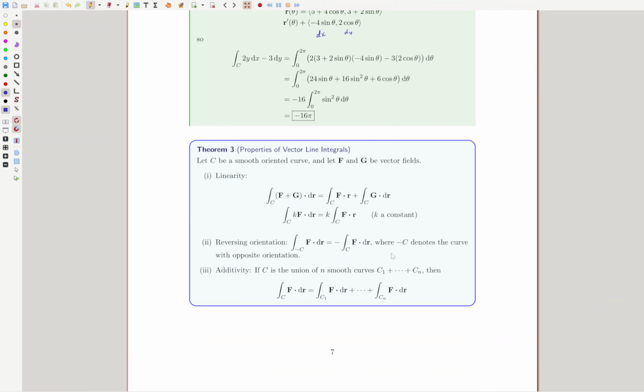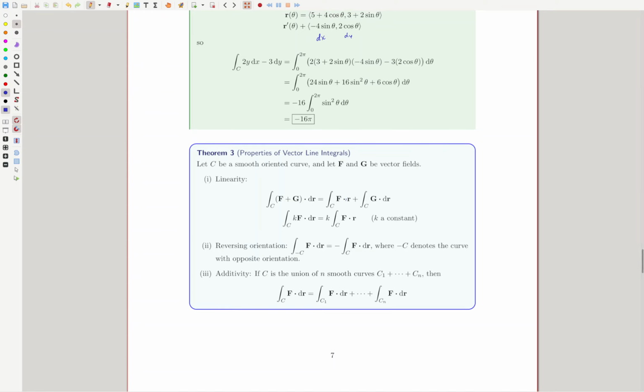These properties, they're useful to know about. They don't show up that much, but it's just kind of nice to know that these integrals have properties that you would more or less expect. So first of all, linearity, right? So the line integrals are linear. You can split it over addition, subtraction. You can pull scalars out of it. There should be a d there. That's a typo. D there and D there.